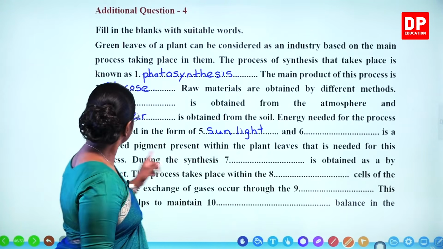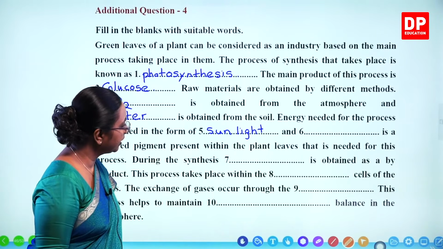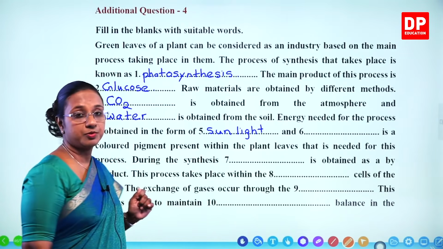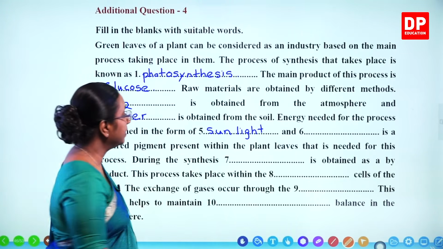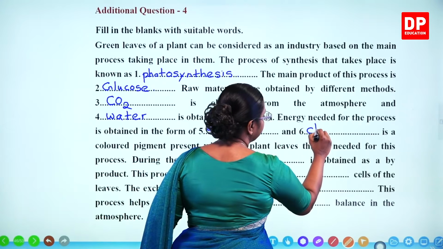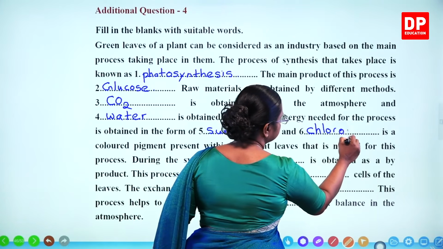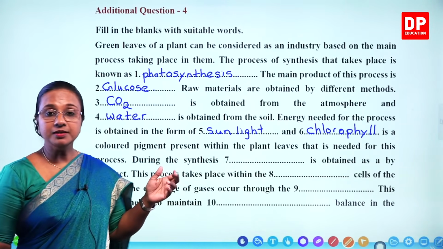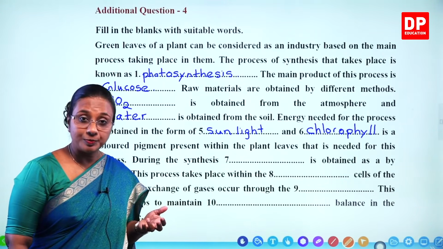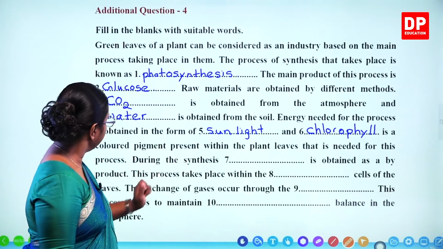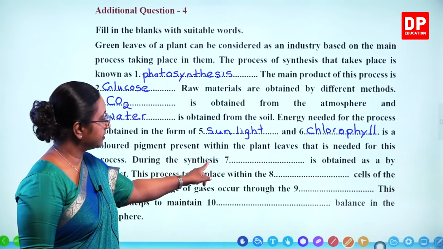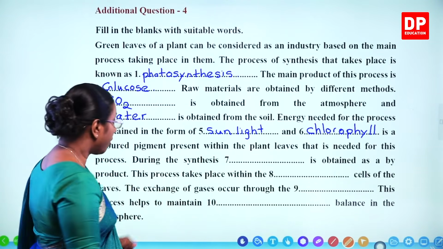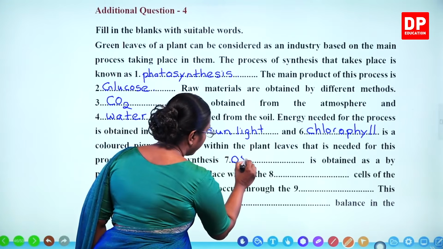And dash is a colored pigment present within the plant leaves that is needed for this process. What is the colored pigment? It is chlorophyll. Where do you get this colored pigment? Inside the chloroplast. Then we have dash during the synthesis is obtained as a byproduct. Oxygen is obtained as a byproduct.